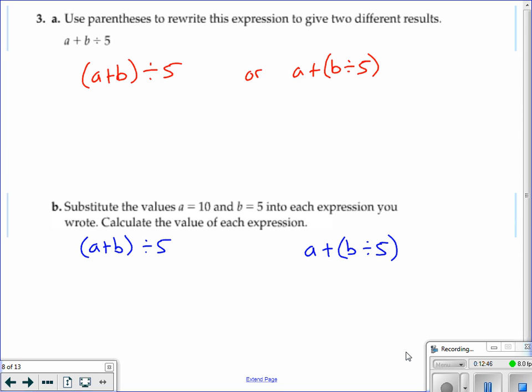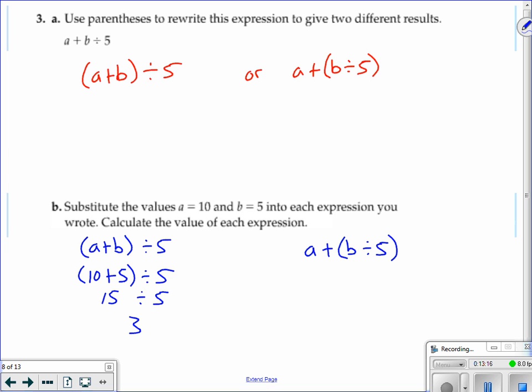So letter B says substitute the values A equals 10 and B equals 5 into each expression and calculate the value. So what I'm going to do here is rewrite this. Instead of A, I'm going to put in the 10. Instead of B, I'm going to put in the 5. And we're going to calculate it out. So 10 plus 5 is 15. 15 divided by 5 is 3 if we do it that way.